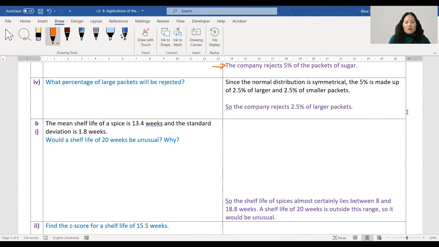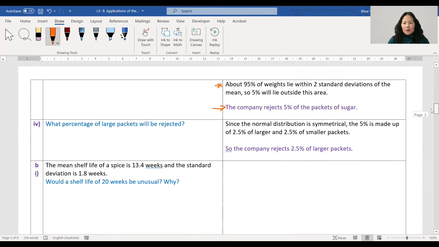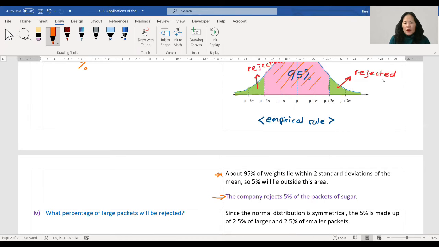What percentage of large packets will be rejected? So it's quite obvious, if you picture it, 5% altogether is rejected. But it's symmetrical. So the lower part is half of 5%. The upper part is half of 5%. So therefore, 2.5% of the upper part is rejected.